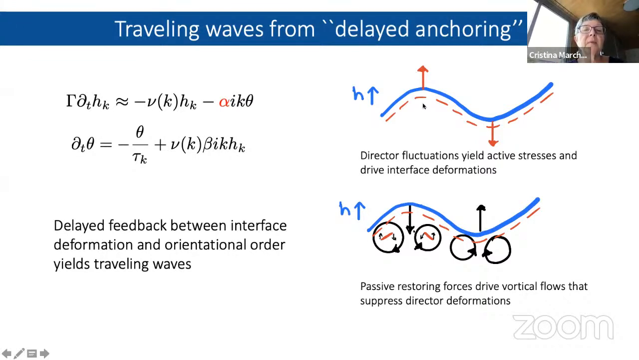There is a feedback between the two phenomena, but they occur on different time scales. Height fluctuations relax due to tension, and liquid crystal orientation fluctuations relax with this time scale tau. So there's a delay between the two, and that's what leads to these traveling waves. Another way to think about it is that you can combine these two equations into a single equation, second order in time, which is a wave-like equation, and you can see how waves arise from this feedback.